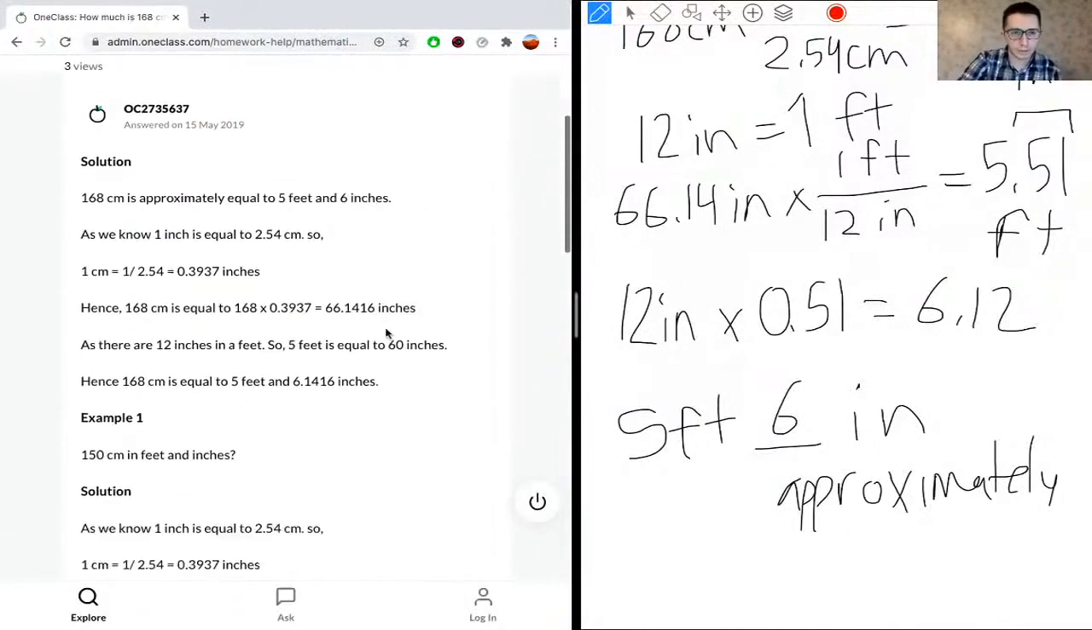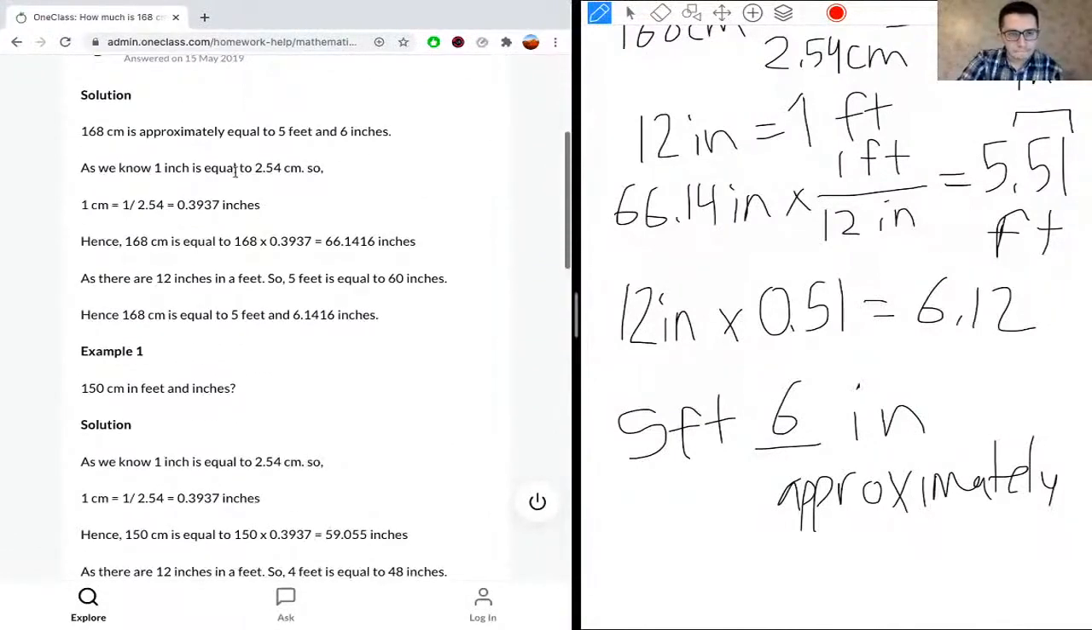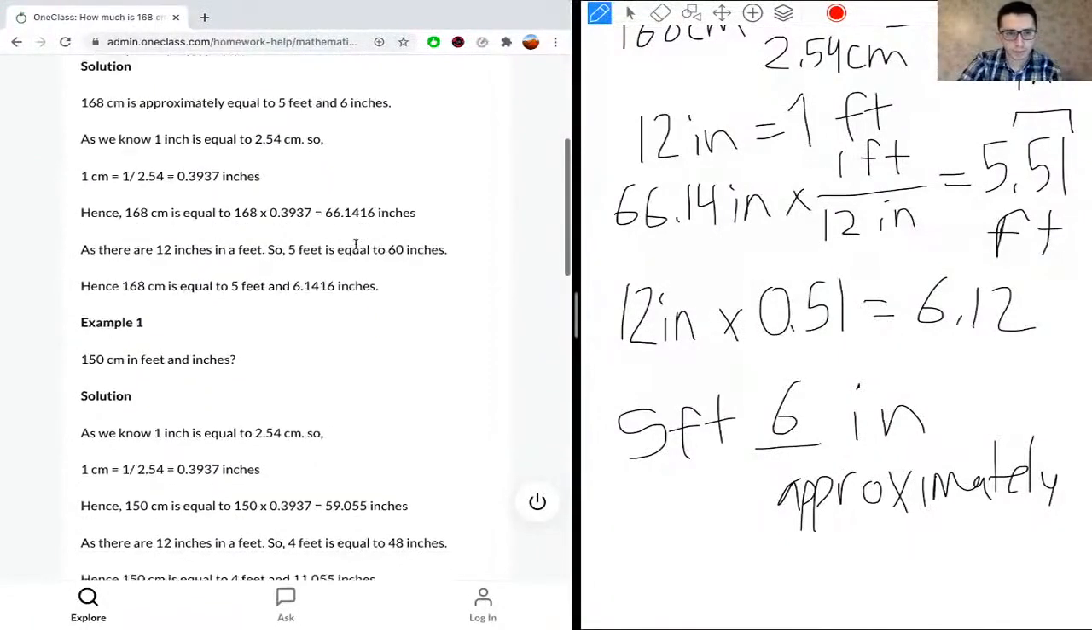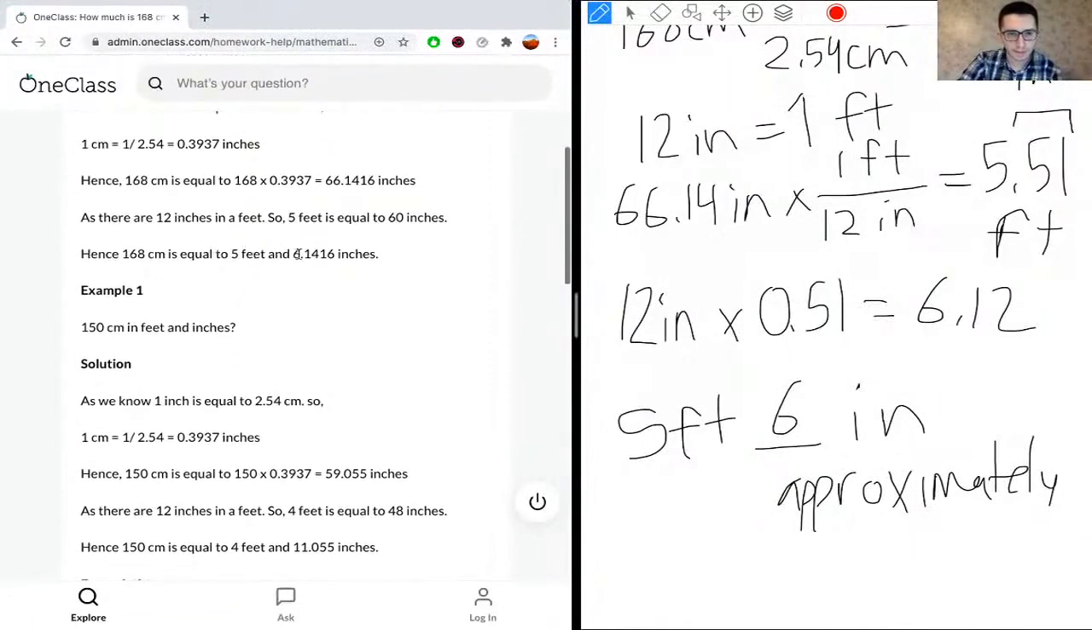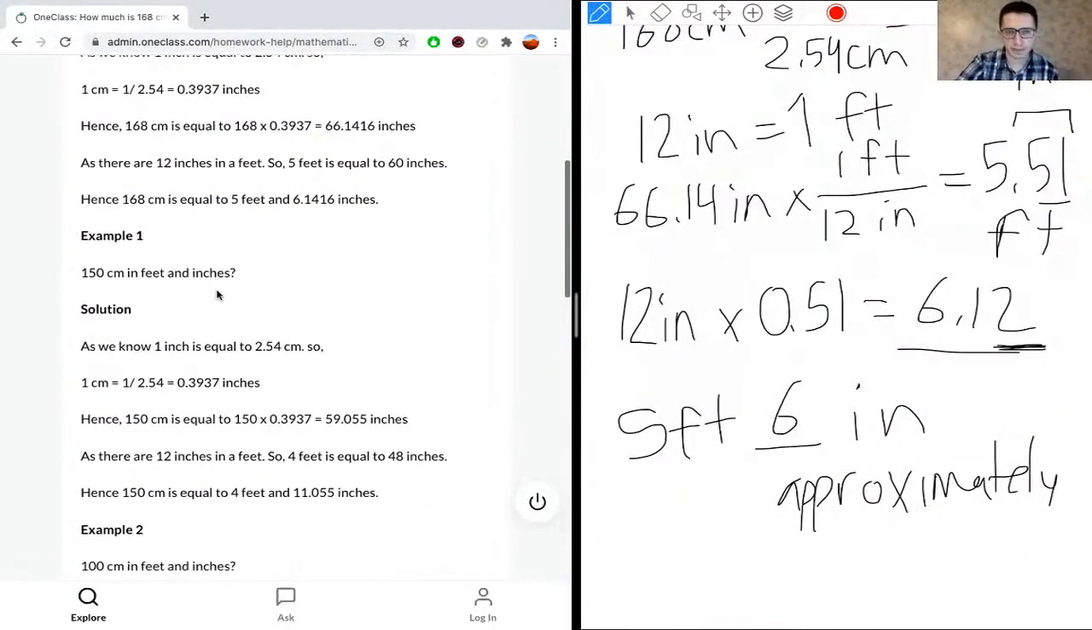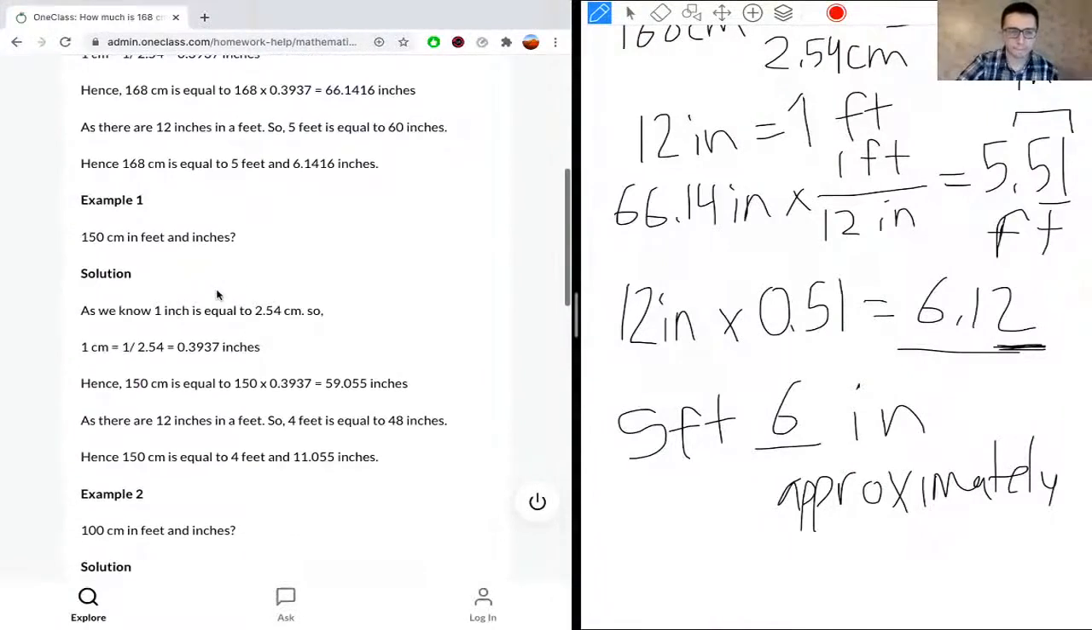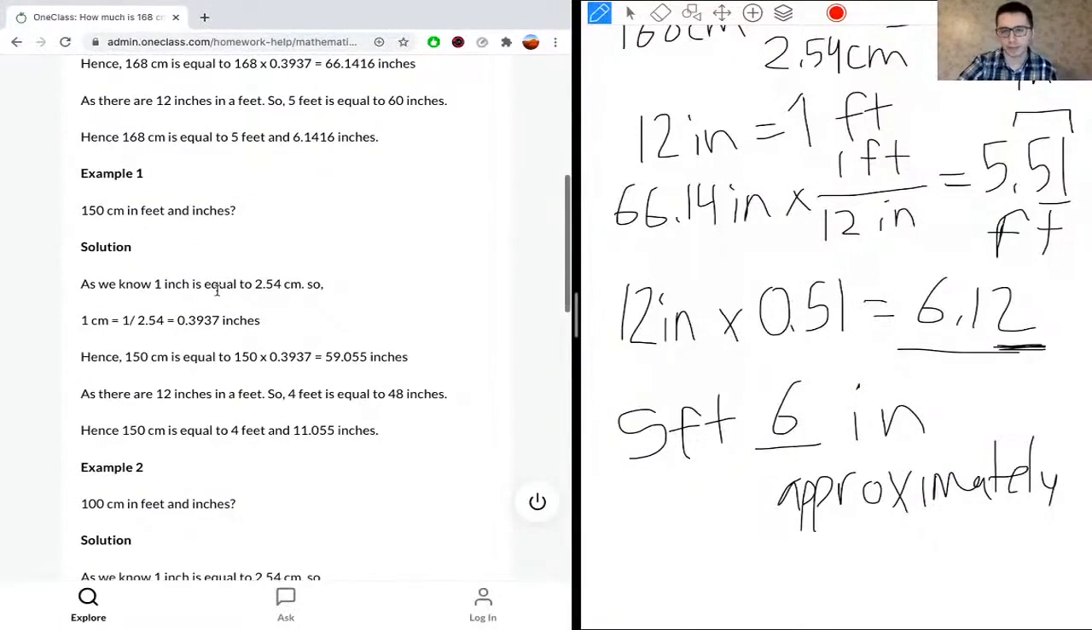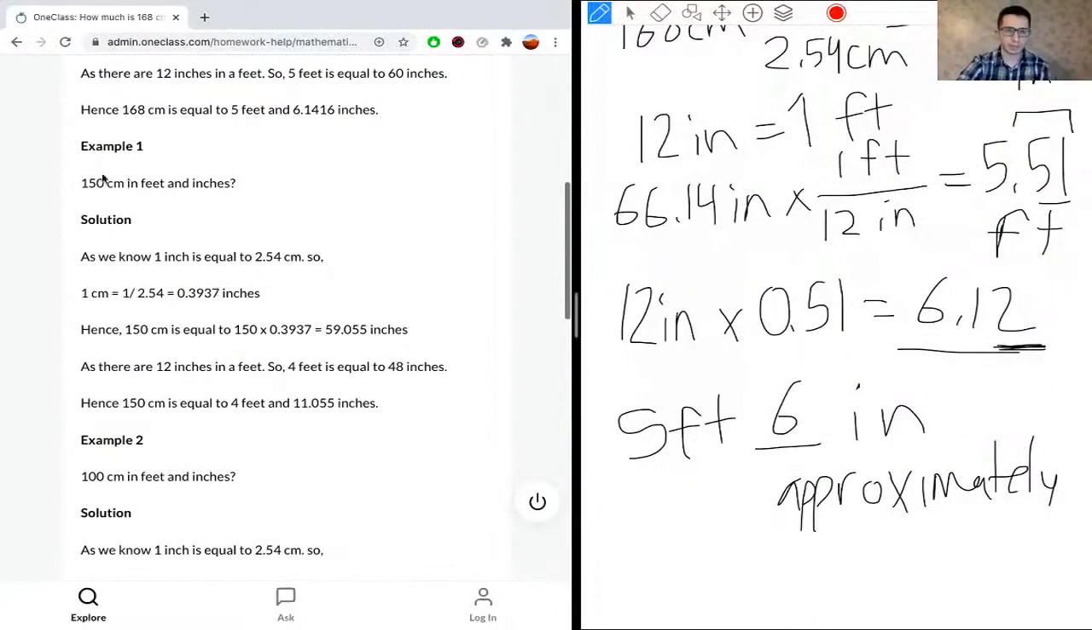Okay, so looking at the solution here provided, they use the 2.54 conversion rate, they get 66.1 inches, and they get 5 feet and 6.14 inches. So yep, we got a similar amount. Our answer might be a little bit off with this decimal spot because we didn't take as many decimal places in previous calculations, but both answers are correct, depending on what the question is stating. If the question was stating to add more decimal places, then you try to keep more decimal places as you're doing the calculation.